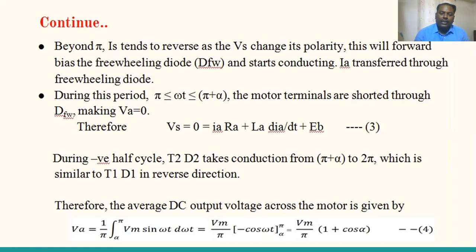Therefore, the average DC output voltage across the motor is given by Va is equal to 1 by pi integral alpha to pi Vm sin omega t d omega t, which is also equal to Vm by pi times minus cos omega t from alpha to pi. This can be solved as Vm by pi into 1 plus cos alpha. This is equation number 4, which is the average output voltage equation.